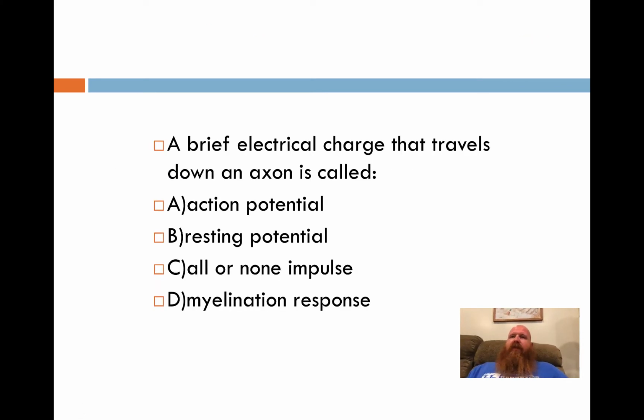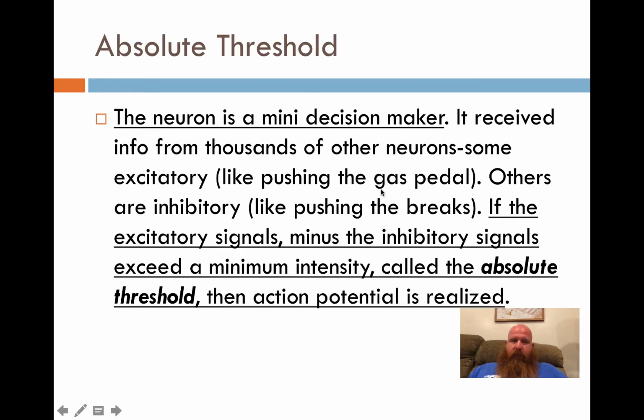So this is just a short little quiz type thing. A brief electrical charge that travels down the axon is called what? We'll talk about it tomorrow if you don't know. It should be obvious. It is action potential.